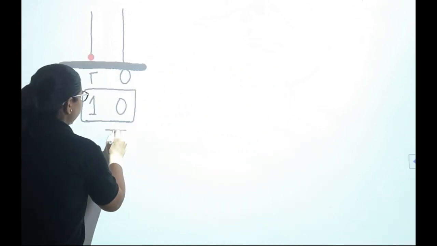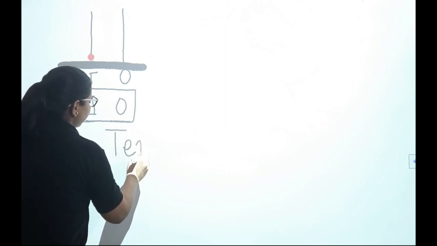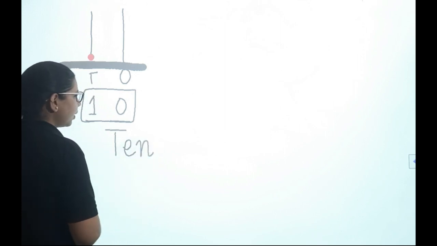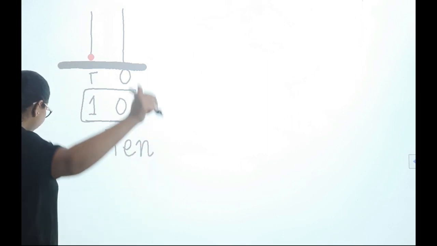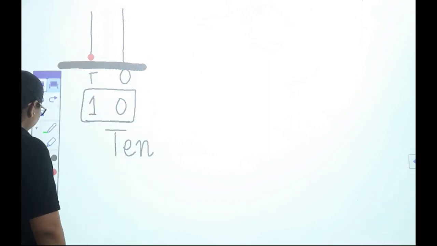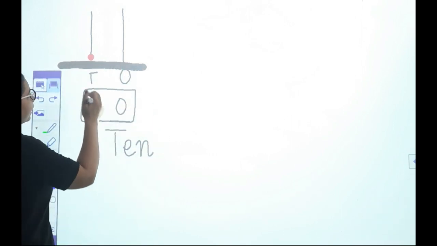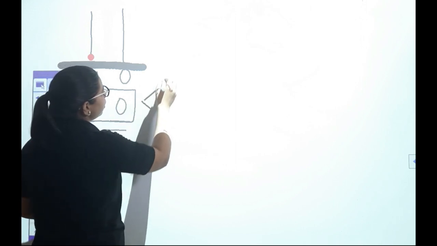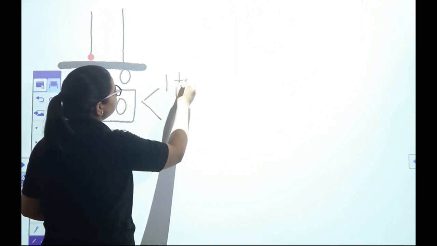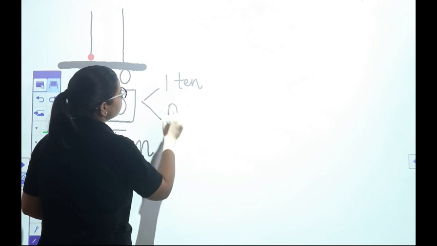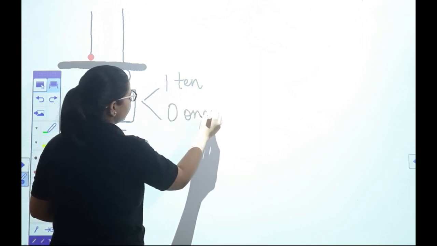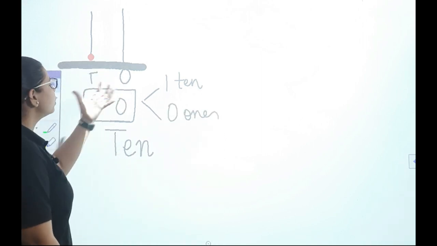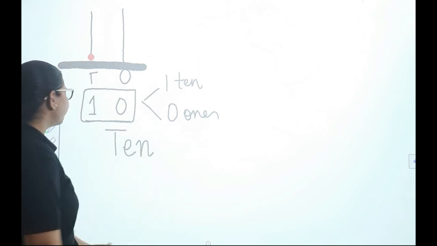We write 10 as T-E-N. Okay. Perfect. Now, can we say that it has 1 ten and 0 ones, right? It has only 1 ten and 0 ones.